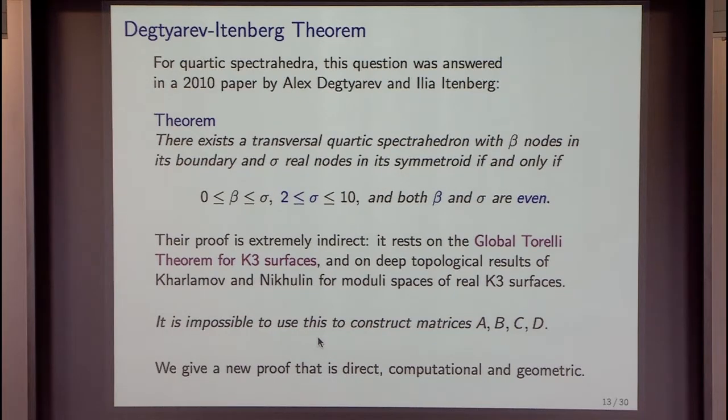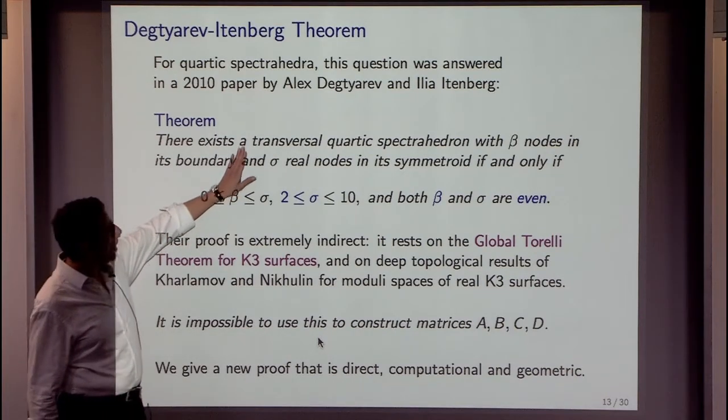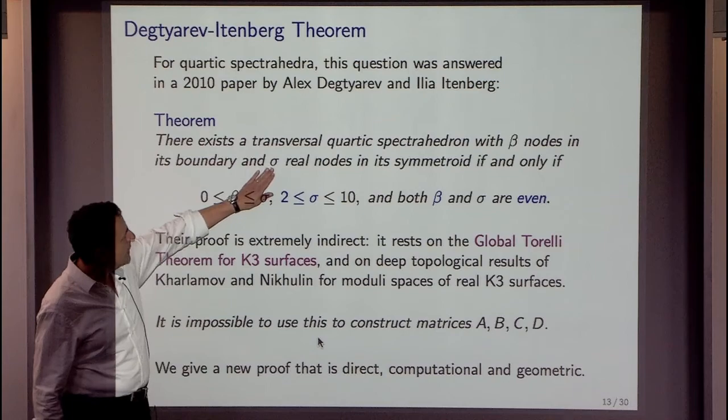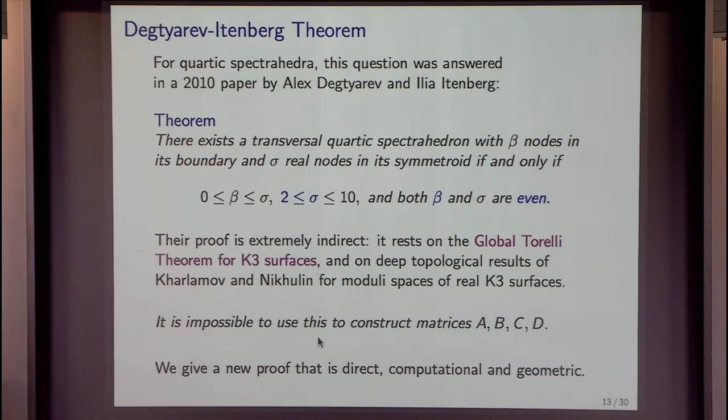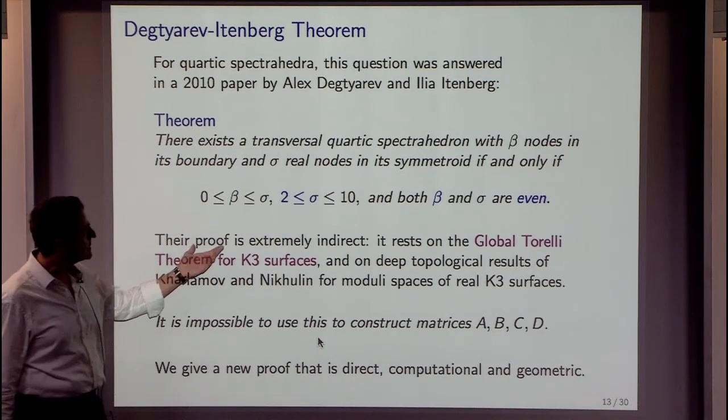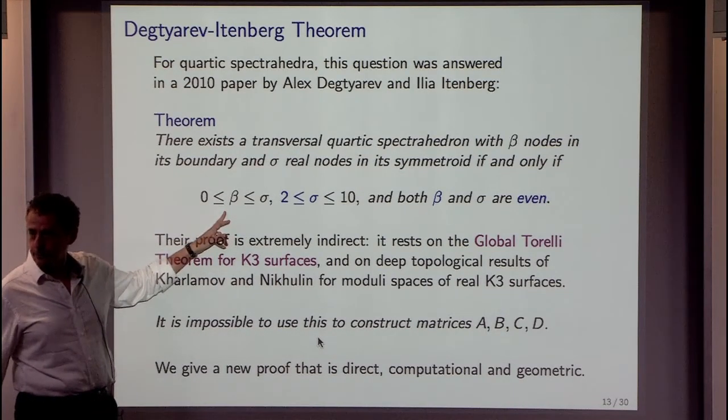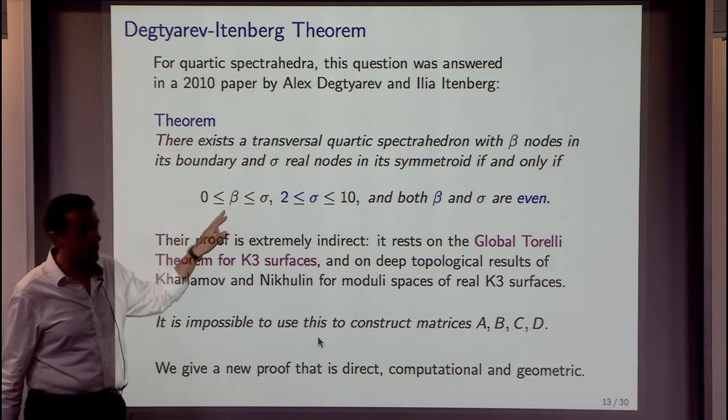Turns out that an answer was given by 2 real algebraic geometers, Degtyarev and Itenberg, and they answered my question with the following remarkable theorem. So there exists a transversal quartic spectrahedron with beta nodes in the boundary and sigma real nodes all together. So the complex surface has 10 nodes, and of those 10, sigma are real, and of those, beta are in the boundary of the spectrahedron, if and only if the following condition is satisfied. So there are some trivial conditions and some non-trivial ones. Certainly these numbers are non-negative because they count things, and certainly sigma is bigger than beta. Okay?